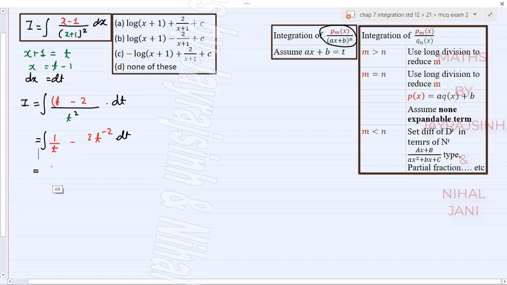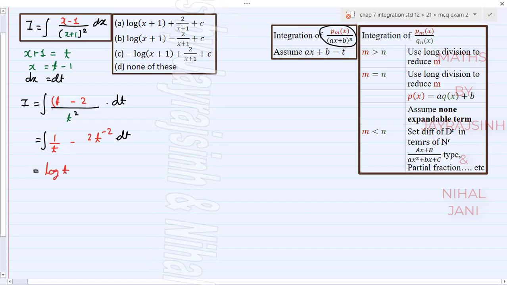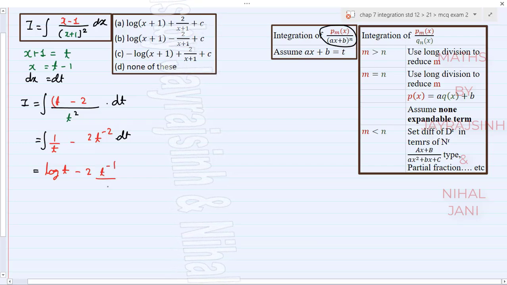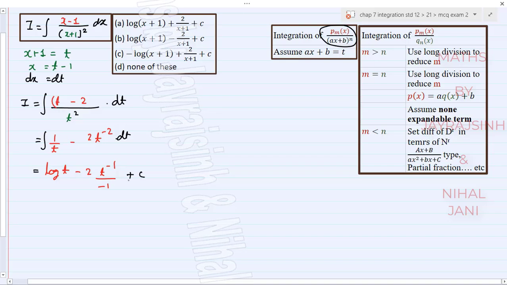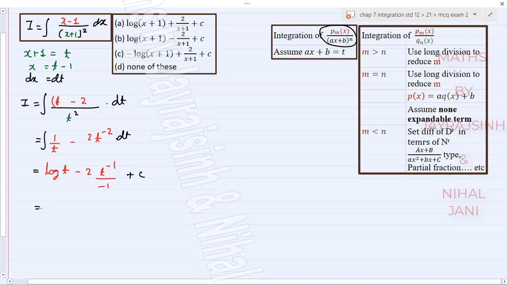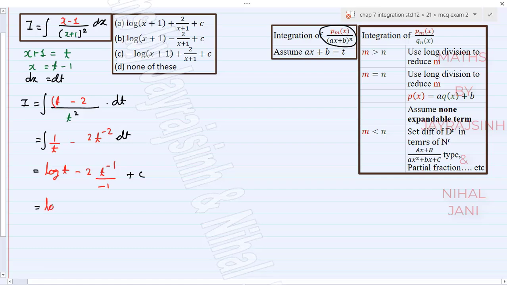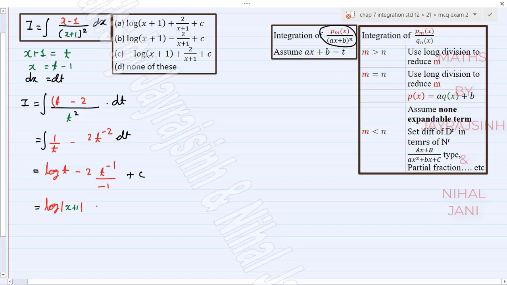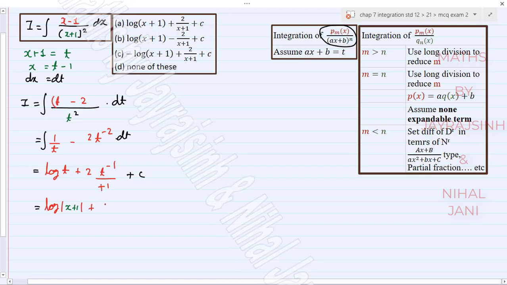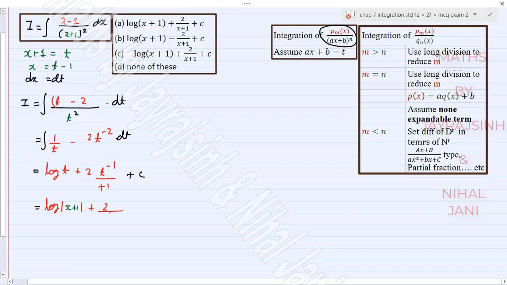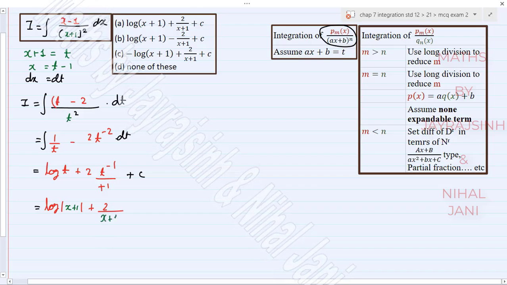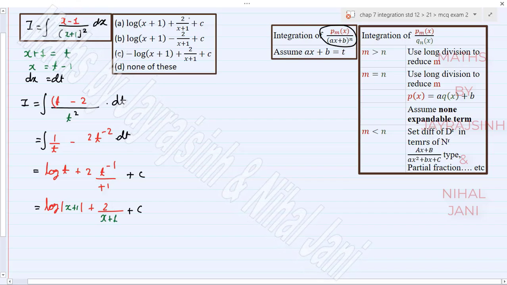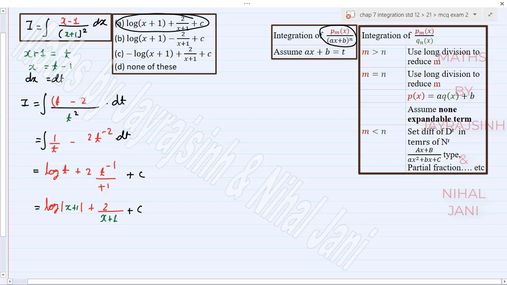Integration of 1 upon t will be log mod t minus 2 will be as it is. Integration of t raised to minus 2 will be t raised to minus 1 upon minus 1 plus c. To get the final answer, just substitute the value of t. So log mod t will become log mod x plus 1 minus minus become plus 2 upon t, which is your x plus 1 plus c is your final answer, which is given in option A. Ta-da!